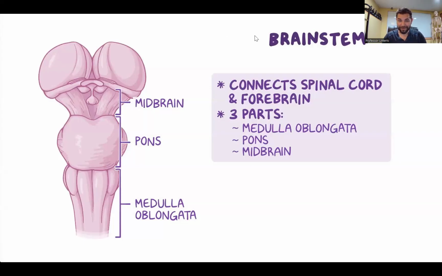So I will stop this. Let me double check this real quick and see how many we have left. Yeah, I will stop this and then we will pick up with finishing up all the brainstem, as well as a bunch of other stuff.